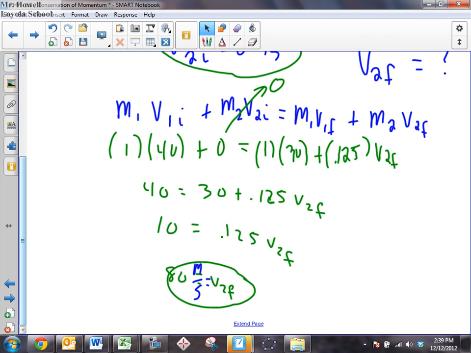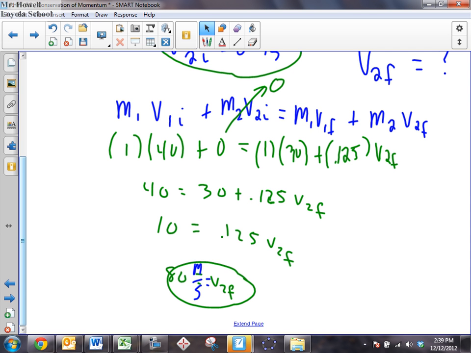Okay, meters per second. Now, here's a question for you. The hockey stick had a velocity of 40 meters per second initially. It went down to 30, which means it gave some of its momentum to the puck. Is that clear so far? Now, the puck had no initial velocity, and it jumped all the way up to 80.